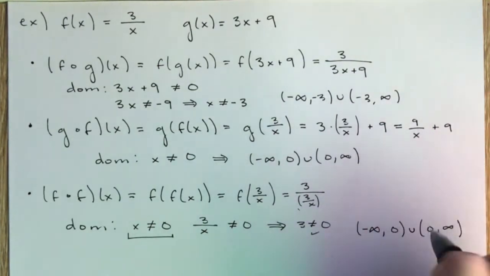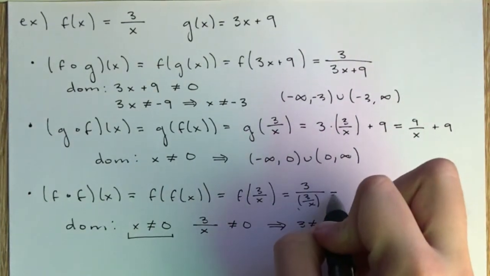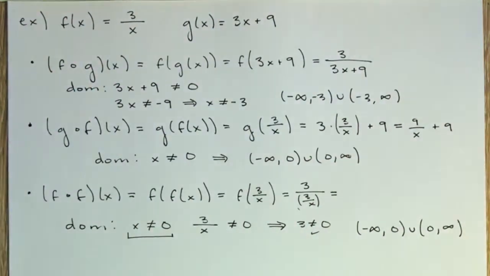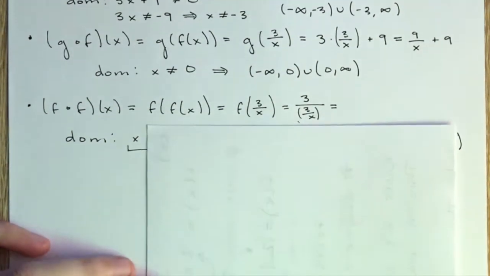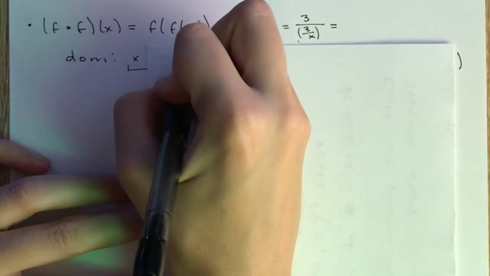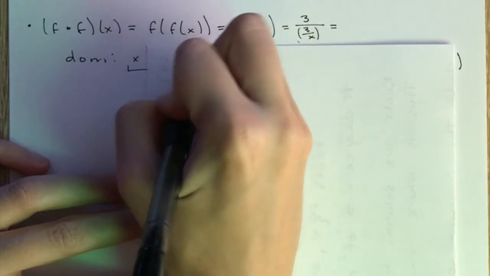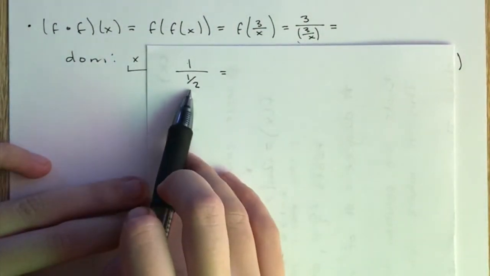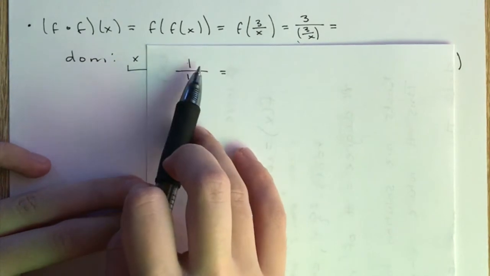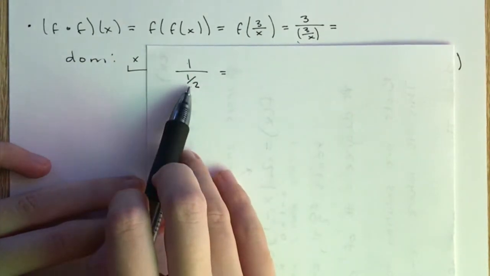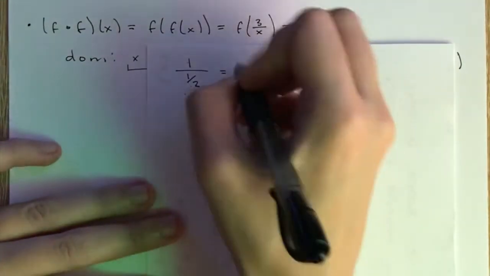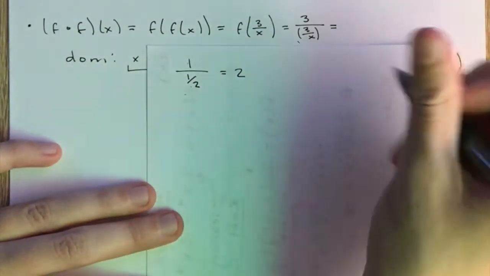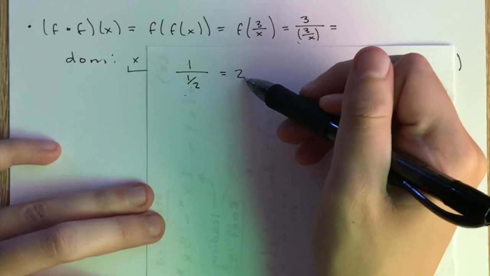All right, 3 over 3 over x. How can we simplify this? Kind of ugly. Get a fraction out of a fraction. How do we simplify this? Well, if I have 1 over 1/2. Again, remember, a fraction is just asking us how many times does this fit into this? How many times does 1/2 fit into 1? Twice, right? So 1 divided by 1/2 is 2.